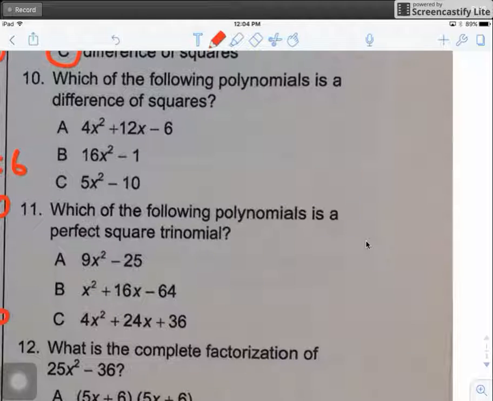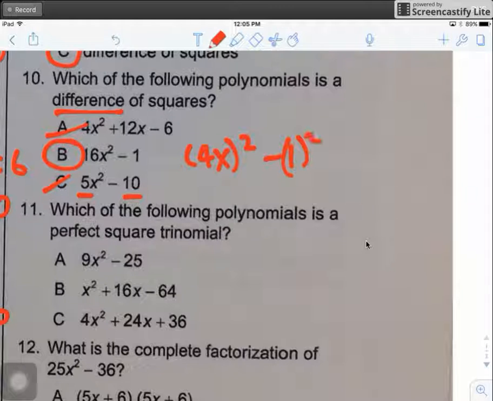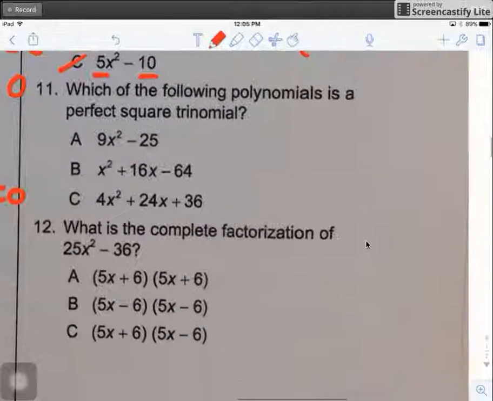And number 10, which of the following polynomials is a difference of squares? Again, for it to be a difference of squares, we need a minus sign in the middle and only 2 terms. So this one is automatically out because it has 3 terms. And we need both of them to be perfect squares. And 5 is not a perfect square, neither is 10. So that one is out. And that only leaves B, which is going to be 4x squared minus 1 squared. So those are both perfect squares. So the answer is B.